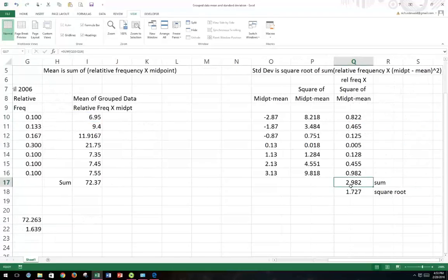This is the variance. Take the square root of that to get the standard deviation, and this is very similar to the 1.639 from the actual standard deviation.